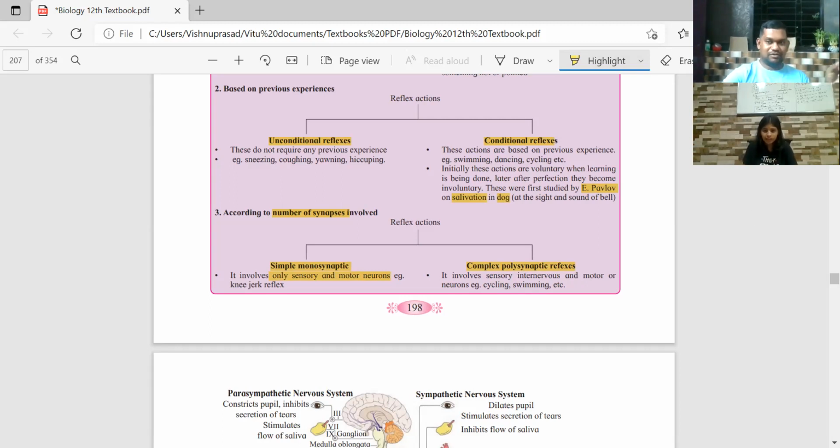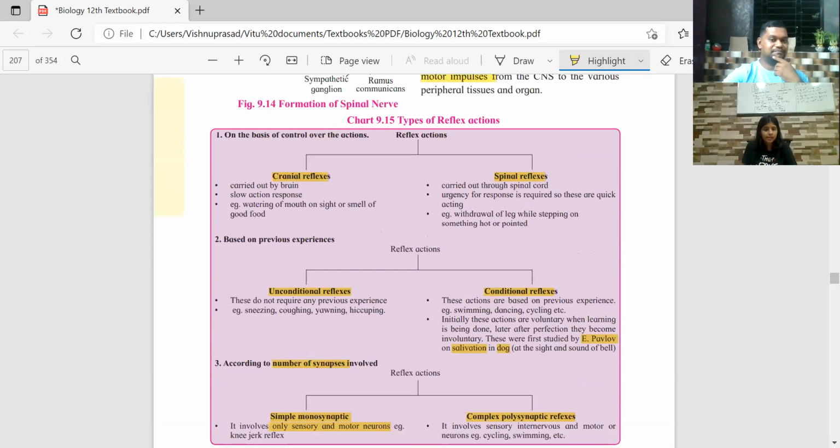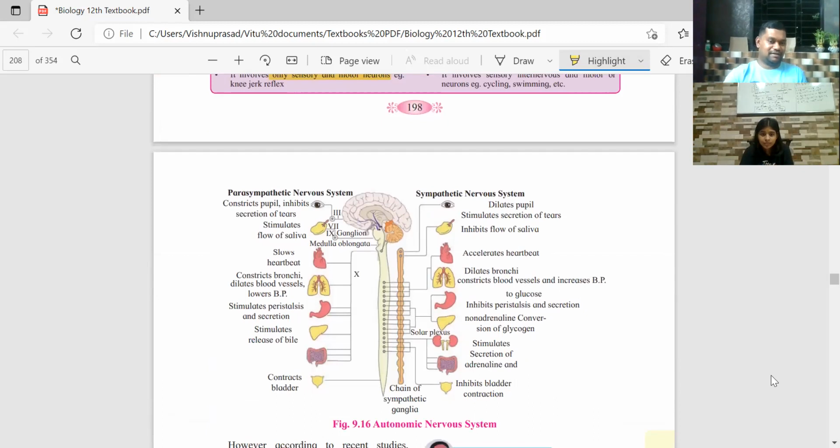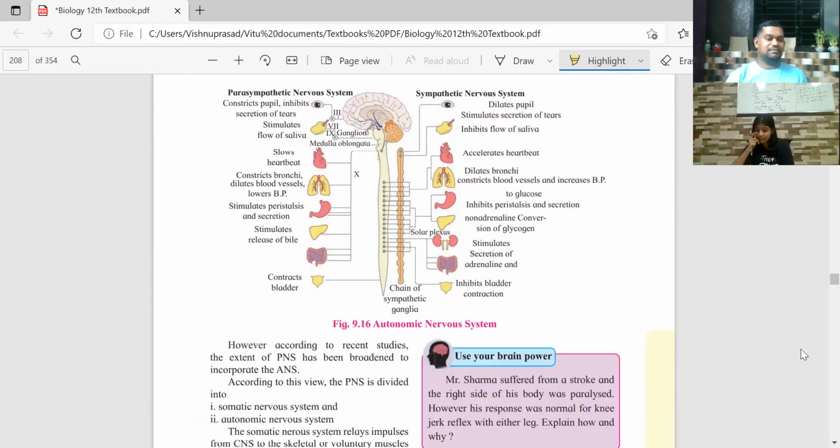So understood the three types of reflexes. पहला type होगा cranial and spinal. Second type is conditioned and unconditioned. And the third one, simple monosynaptic and complex polysynaptic. Is that clear? All about peripheral nervous system. Any doubt? No doubt.